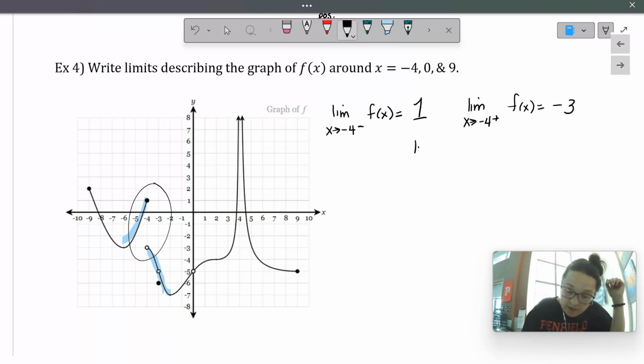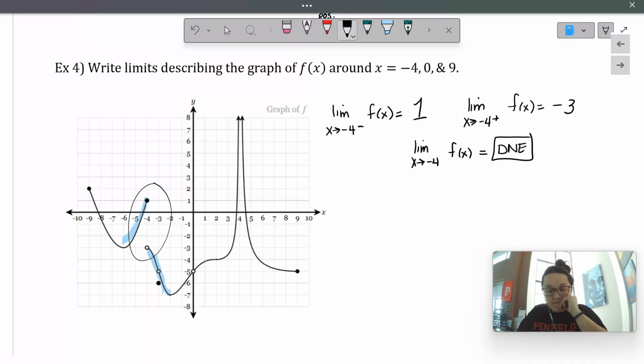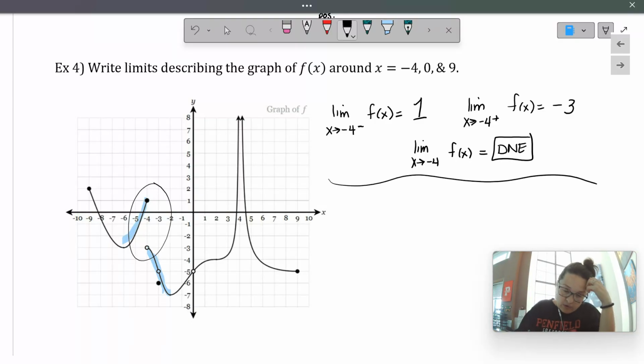And if you really wanted to do more with that, you'd say that means the two-sided limit as x approaches negative 4 does not exist. And then if I look at 0, there's a hole there, but the limit from the left and the limit from the right both go to the same place. So I'm going to save myself some time and just say the limit as x approaches 0 from both sides of f of x gives me a y value of negative 5.